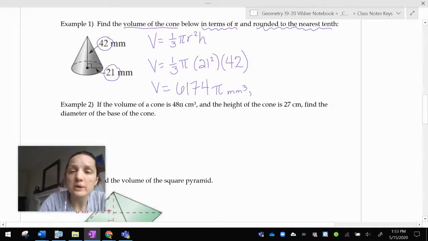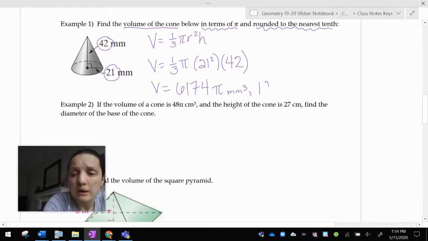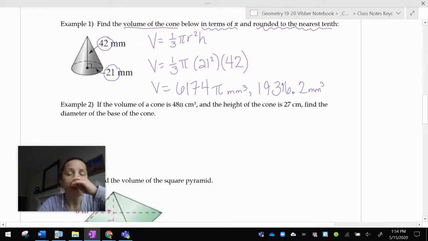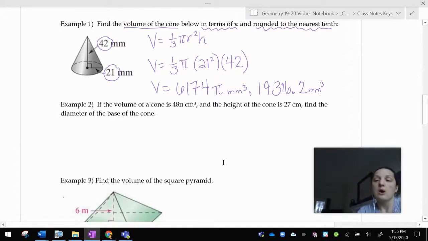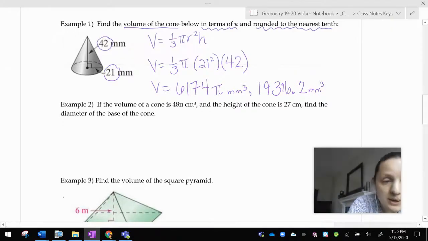If I then wanted to round that to the nearest tenth, I would just pull out my calculator and multiply that 6,174 by pi and get 19,396.2. I forgot a number, 19,396.2 cubic millimeters.